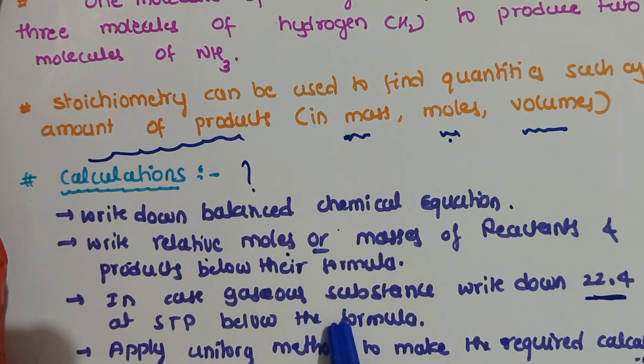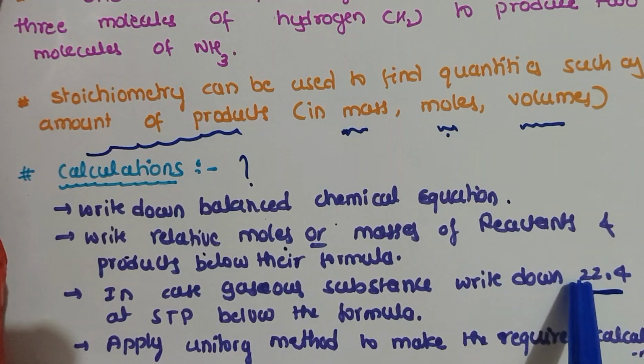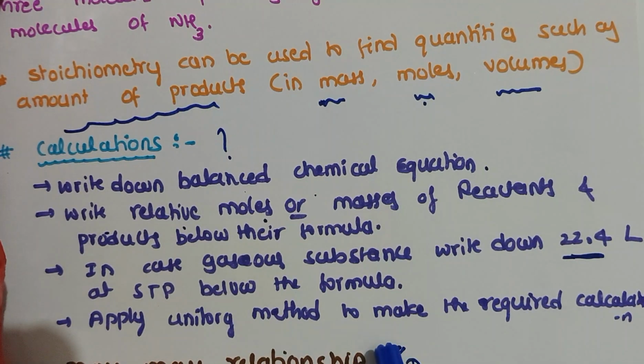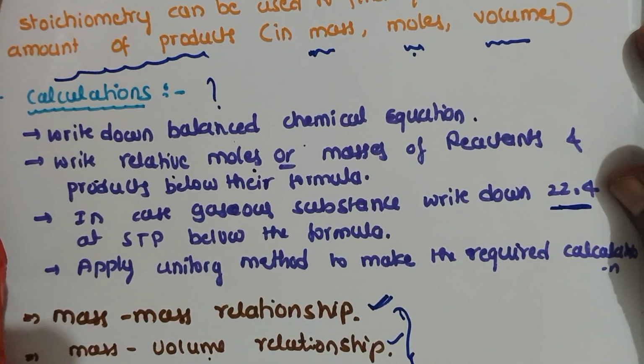In case of a gaseous substance, we write down 22.4 liters at STP below the formula. We already know that this is a standard value. If the reactants or products are gases, we use 22.4 liters. And finally, by applying the unitary method, we get the answers. It means we can calculate easily by applying the unitary method.